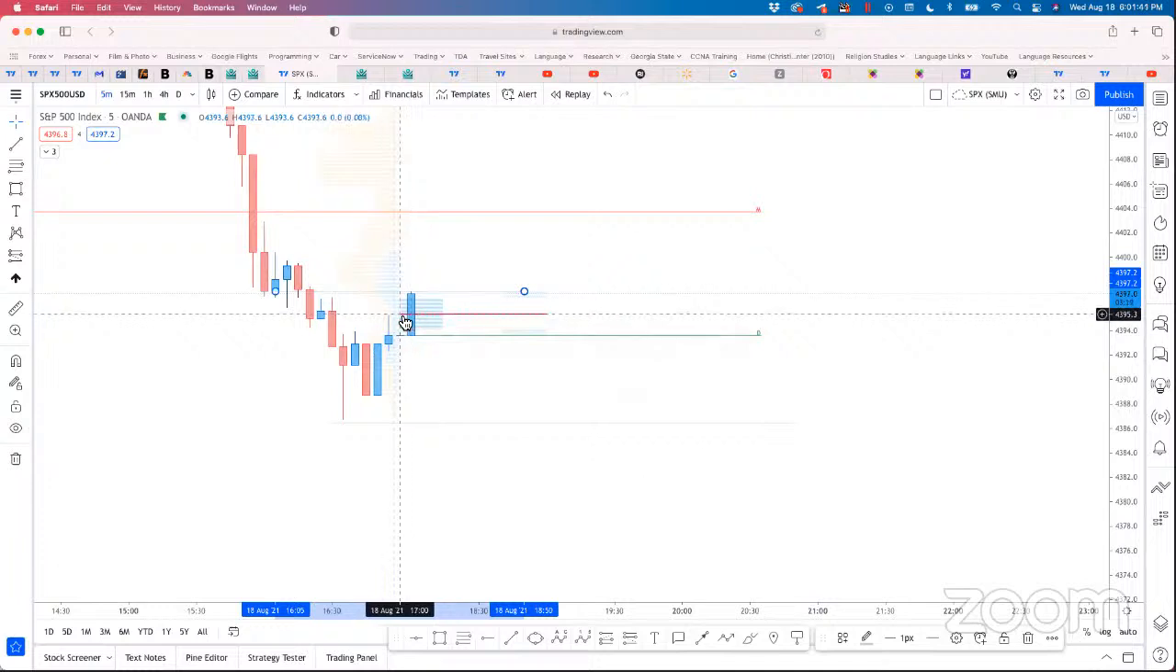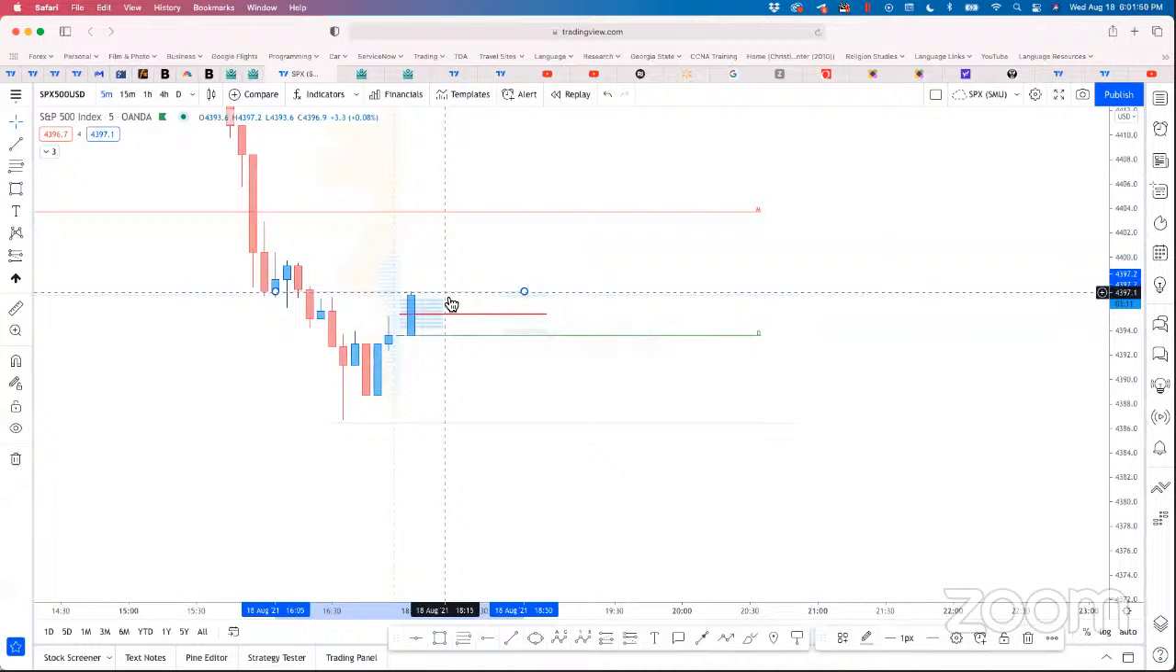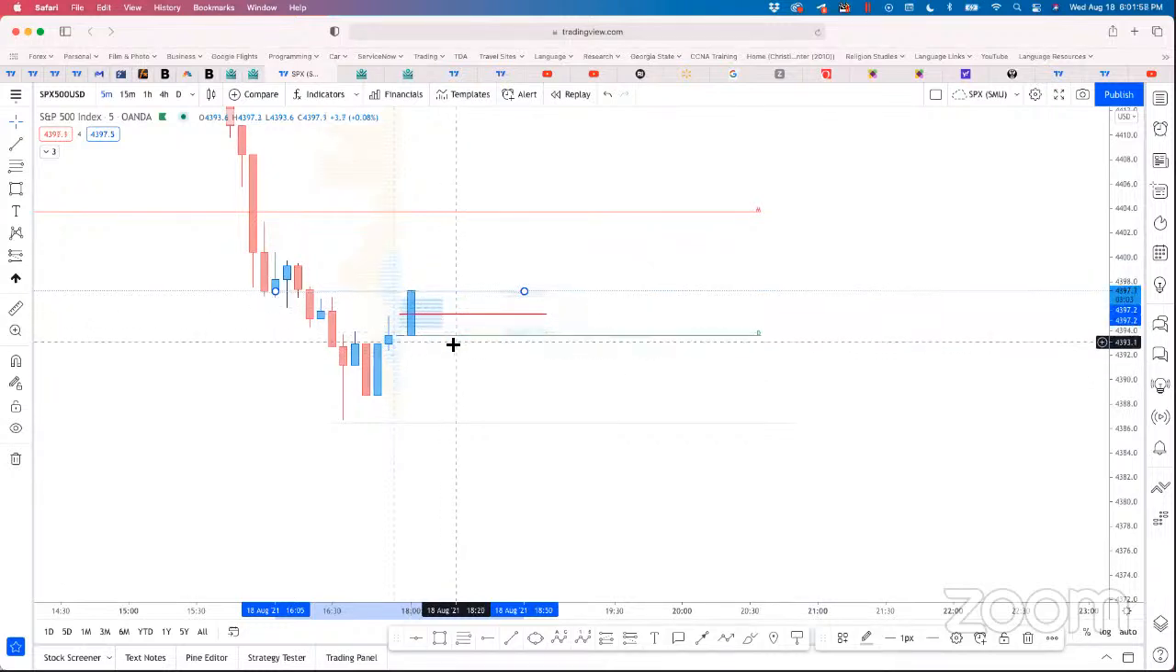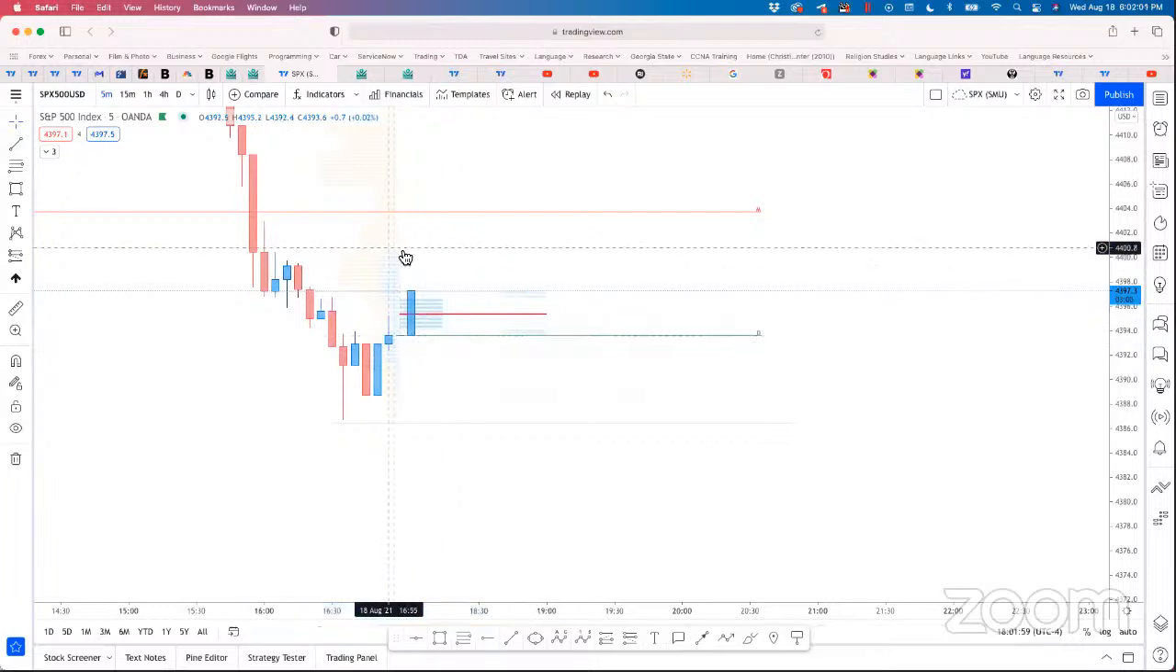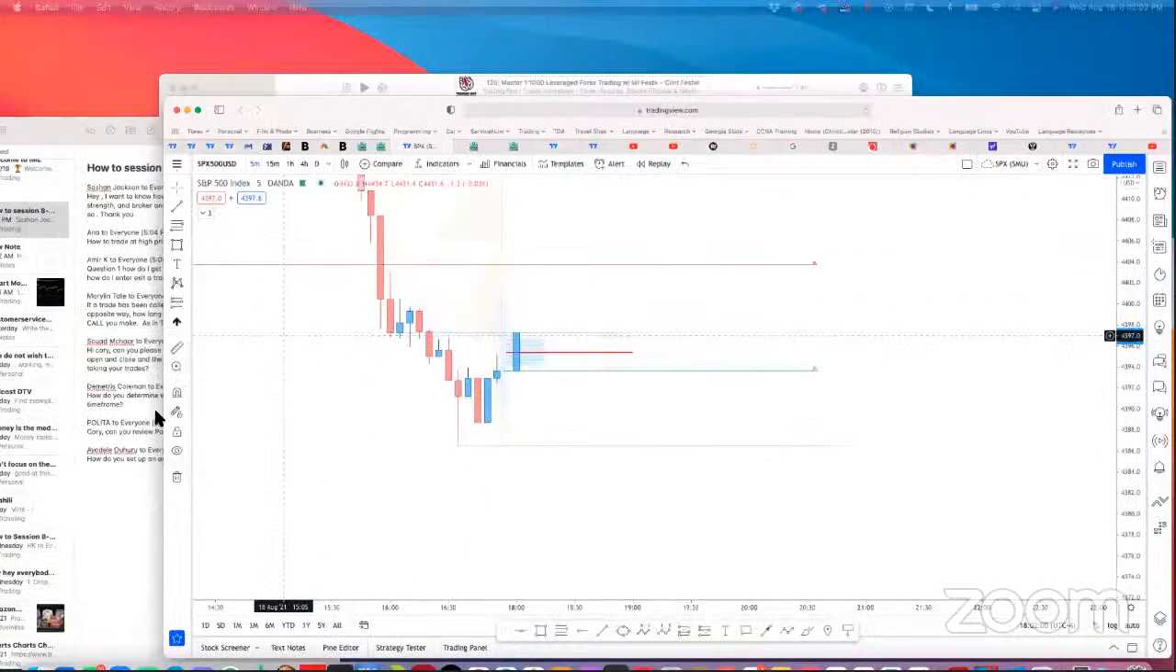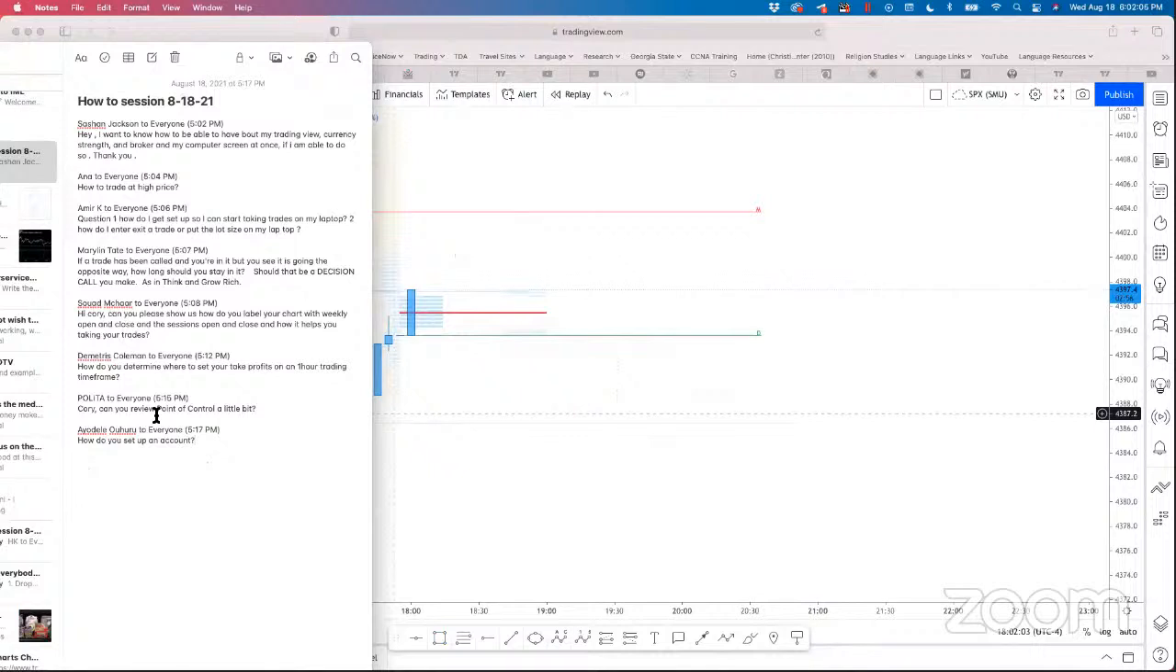Right now we see buying pressure because we see price above the point of control, and it's above this daily. We don't know if it's going to hold yet, but that's what's going on right now. I think that answered your question, POLITA.